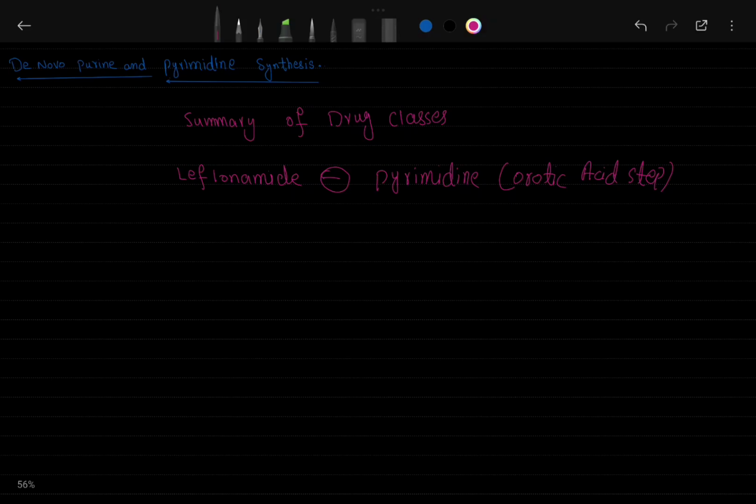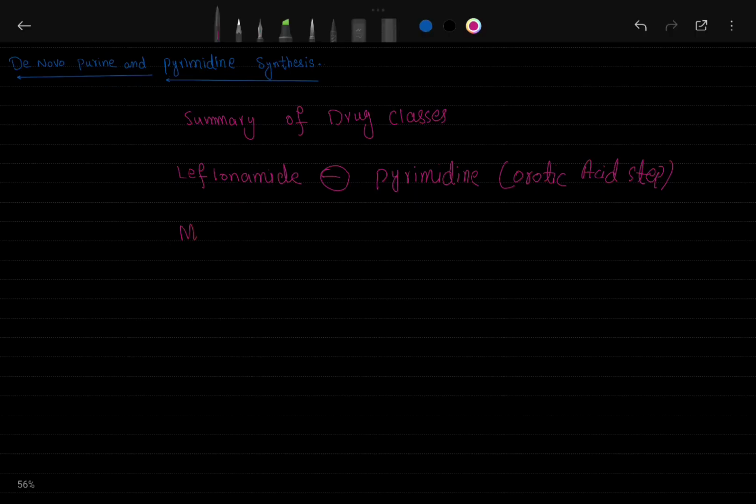Methotrexate, trimethoprim, and pyrimethamine block folate recycling, which stops thymidine. 5-fluorouracil directly blocks thymidylate synthase.